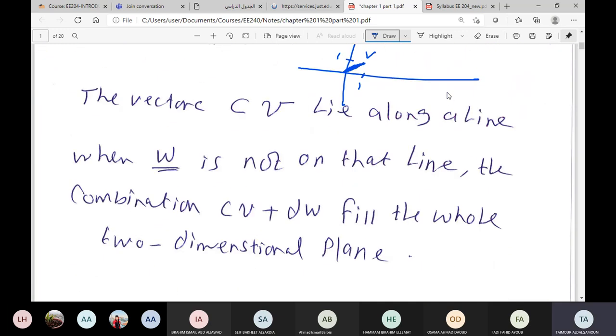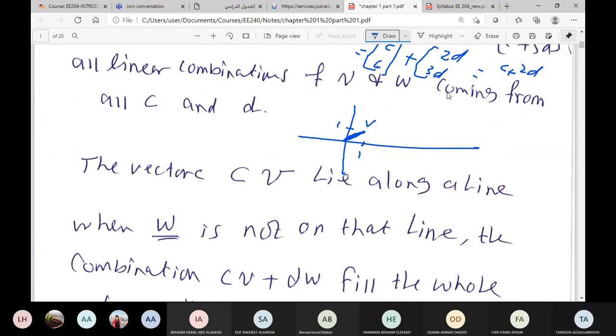W was 2 and 3. So this is 2. v plus w. Now, if we multiply w by a constant, we will be on this line. If we multiply v by a constant, we will be on this line.